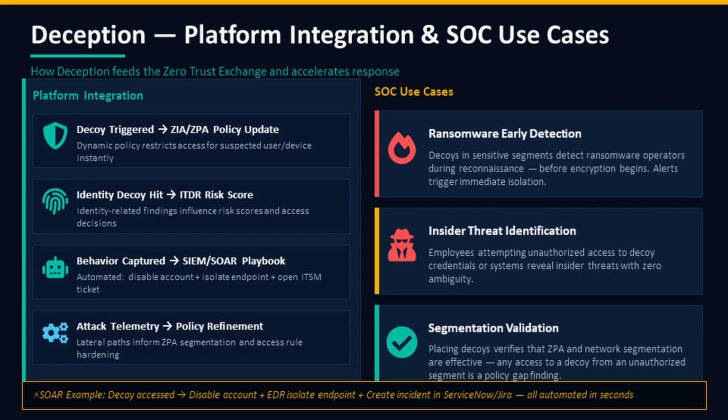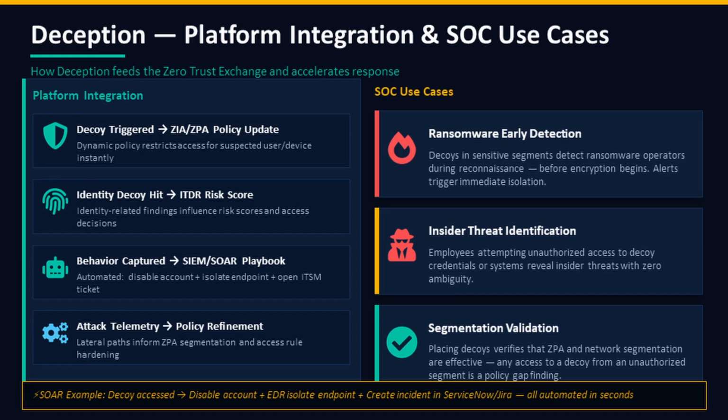Segmentation validation. You can use deception to validate that your ZPA and network segmentation is working correctly. Place decoys in sensitive segments. If anything from an unauthorized segment ever reaches them, you have a policy gap to fix. It turns deception into a continuous audit tool.